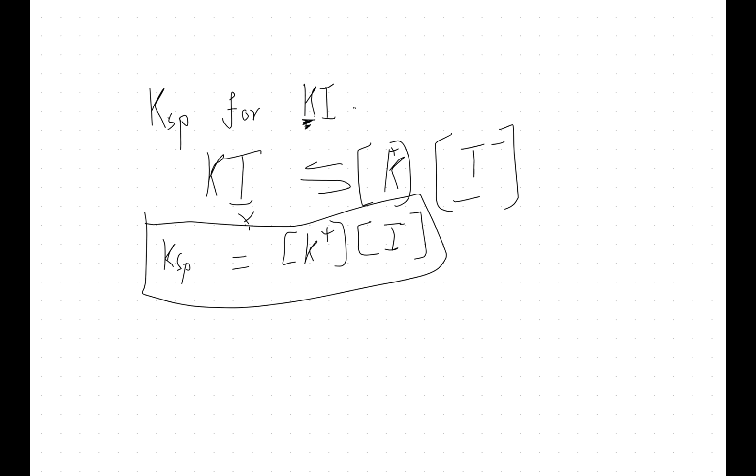Okay, I have to write the ICE. So it's KI equals K plus I minus. Here I have to write what? ICE. The first letter is I, which is initial. I don't care about this. At initial, this was 0. Change.